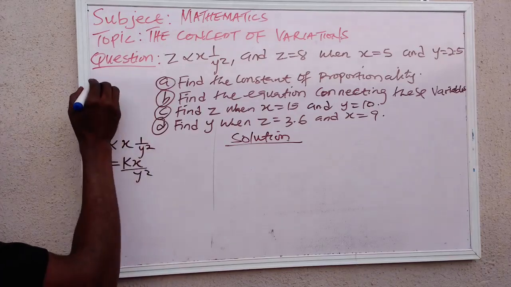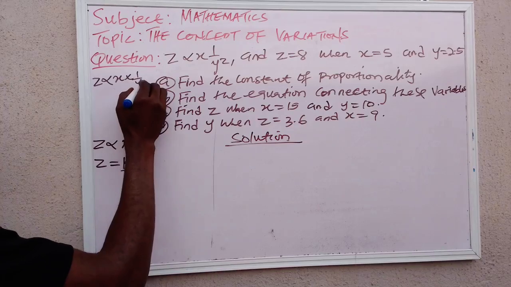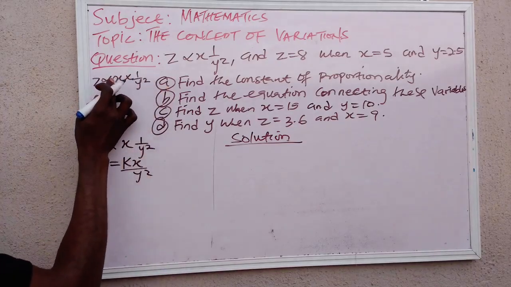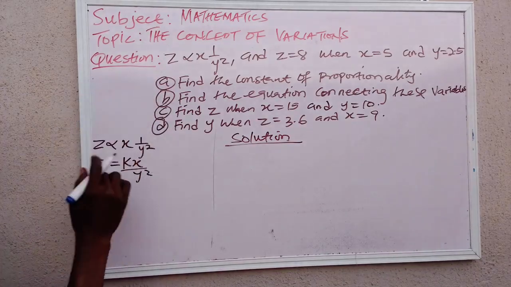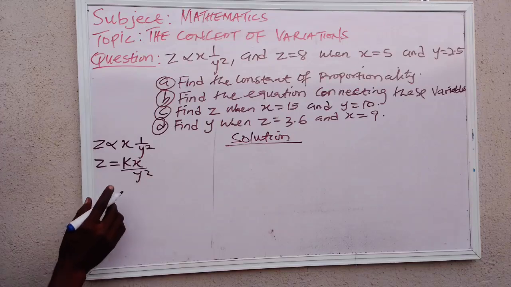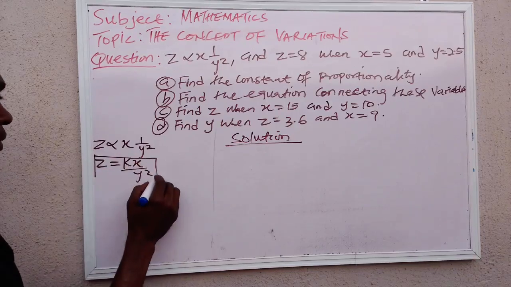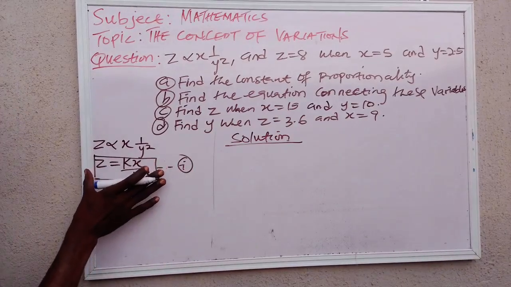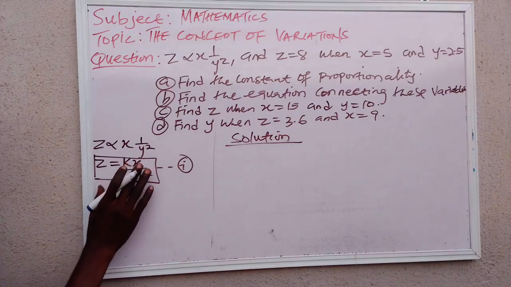Don't forget this expression is the same as z directly proportional to x times 1 over y squared. This is what this expression is. So when you put your k here, it will be kx times 1, which is kx over y squared. So when you have this, take note of this. This is equation 1. So this is the relationship here.